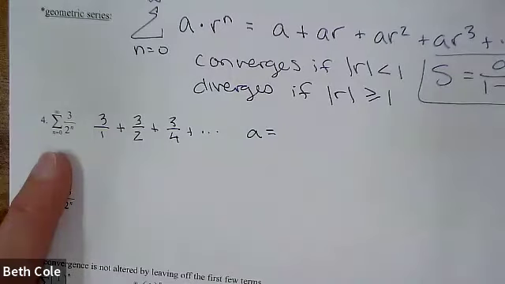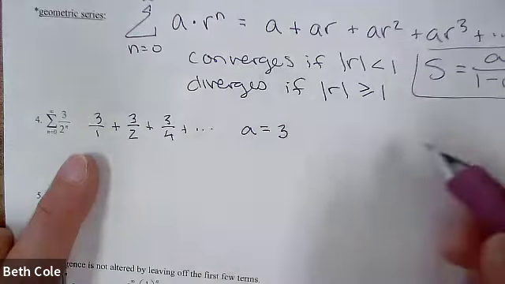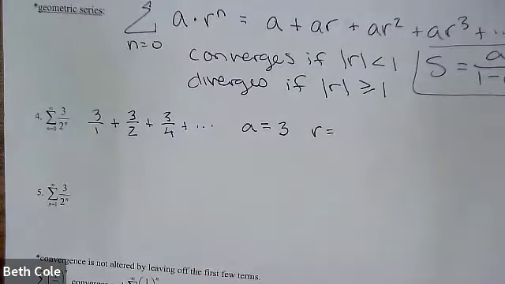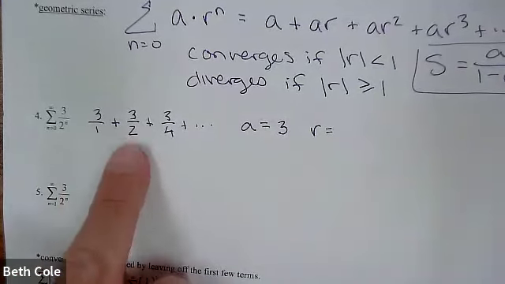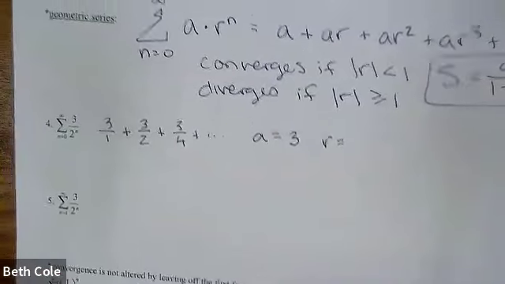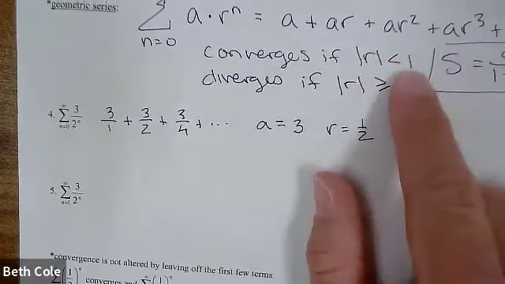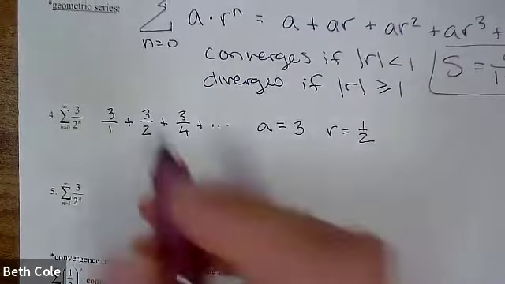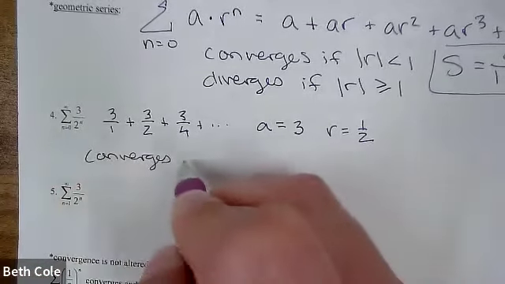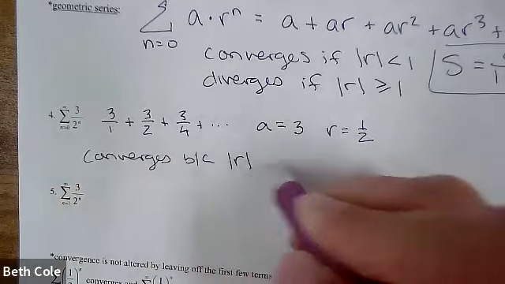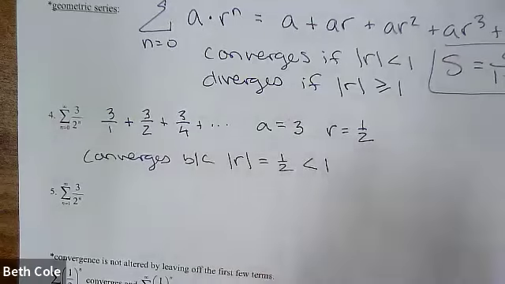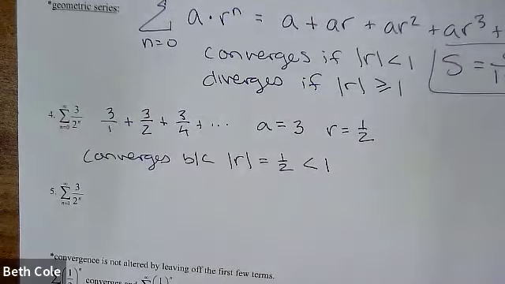So A is the first term, which is 3. R is what you are multiplying by to generate the pattern. So what are we multiplying by to get from here to here and from here to here? Yeah, 1 over 2. So absolute value of a half is just a half, and that is less than 1. So we're going to say converges because your absolute value of R is a half, which is less than 1. So if you need a justification, that's your justification.